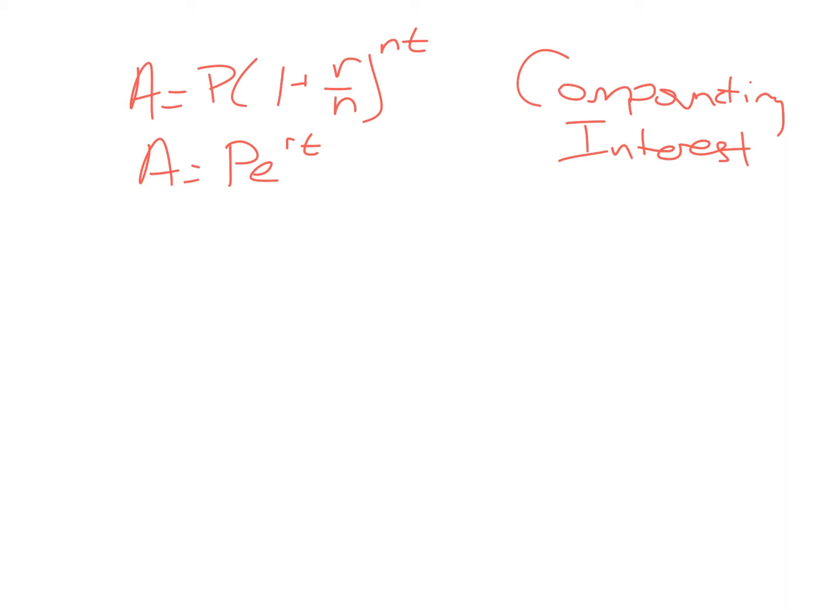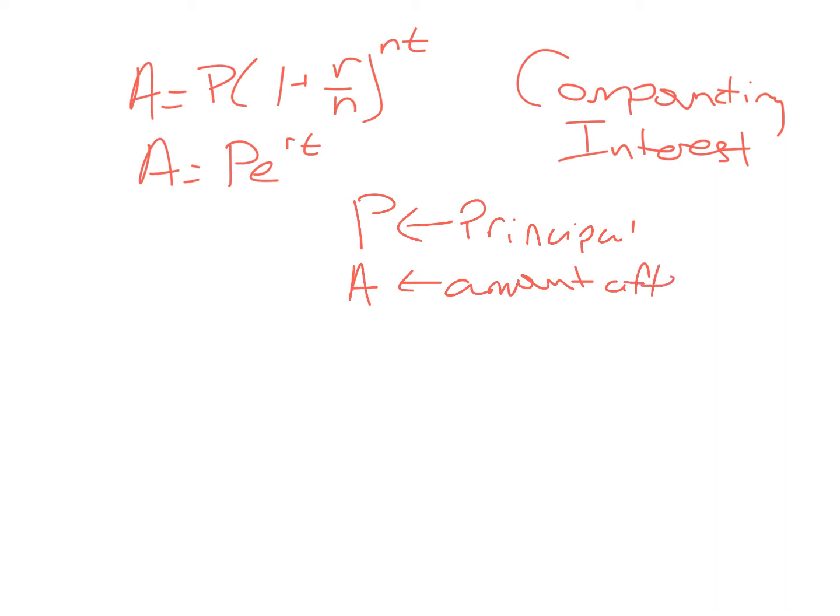Just so we're clear, I'm assuming we've seen these before, but just so we know what each of these means: P is for principal. Principal means the money you start out with. A is the amount after time t. R is your rate, and we write our rate as a decimal. Please, if you can, change your percent to a decimal. Thank you.